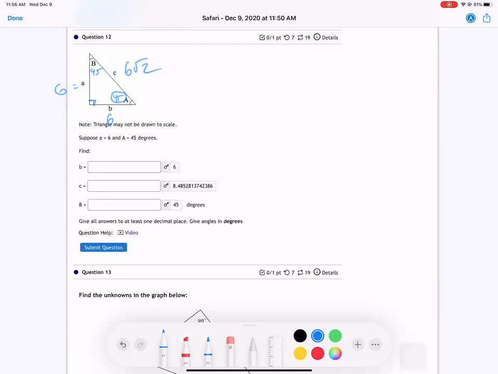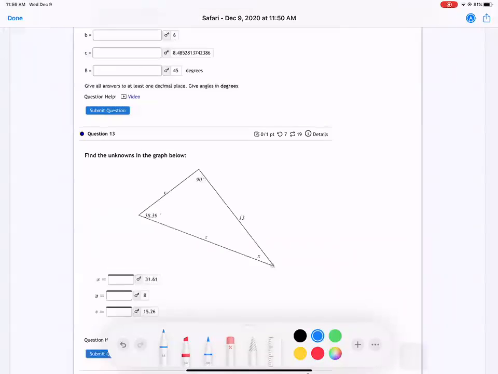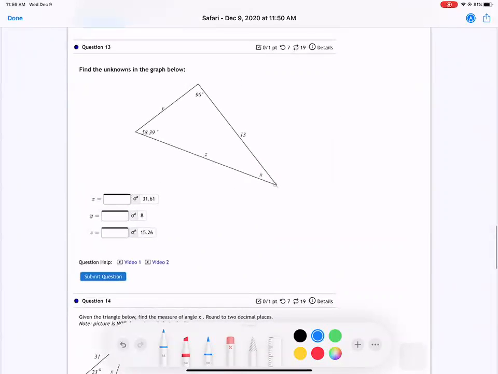So we have these special triangles of 30, 60, 90 and 45, 45, 90, so make sure you do know those still. This one over here is not a nice 30, 60, 90 triangle. Find the unknown values of the graph.